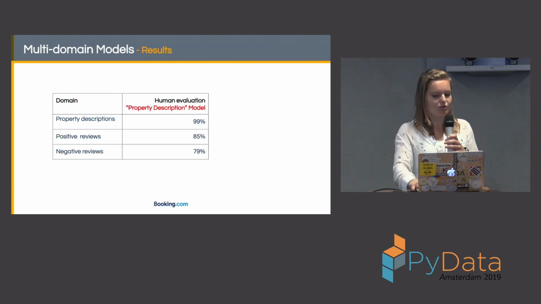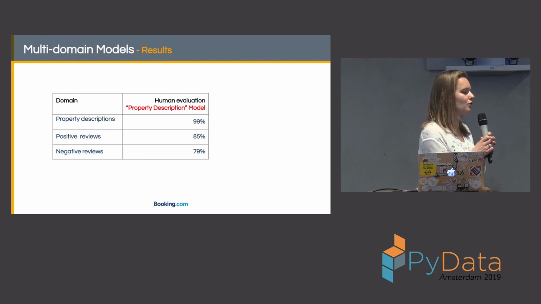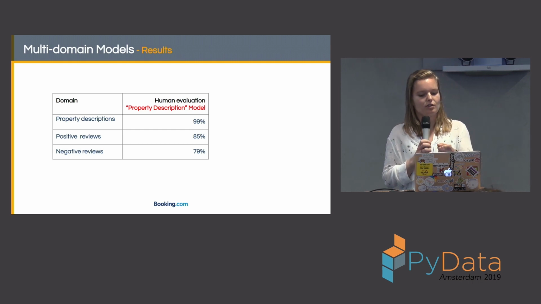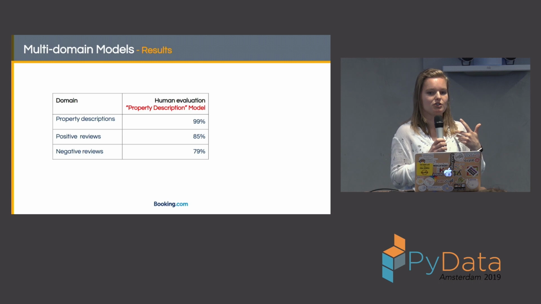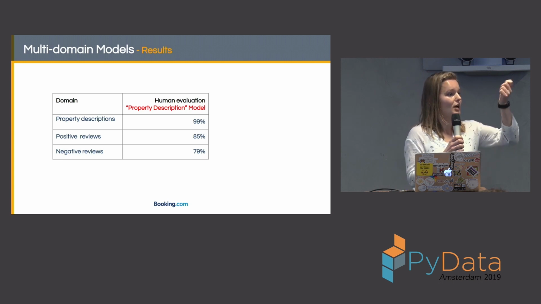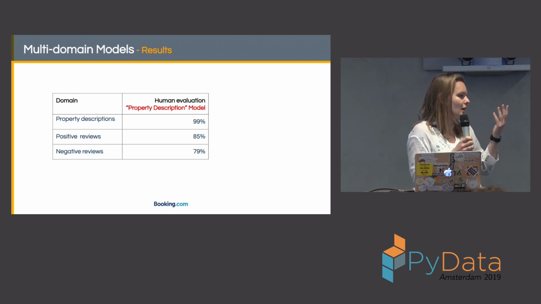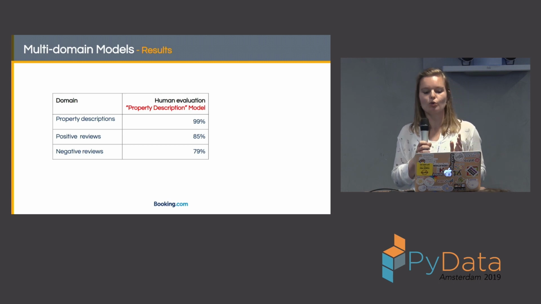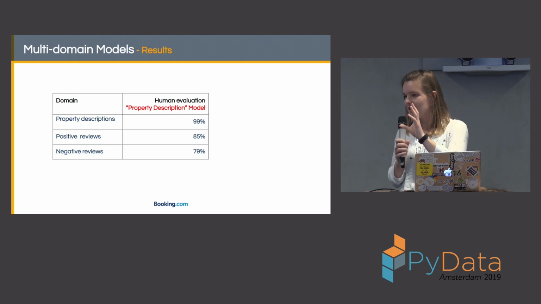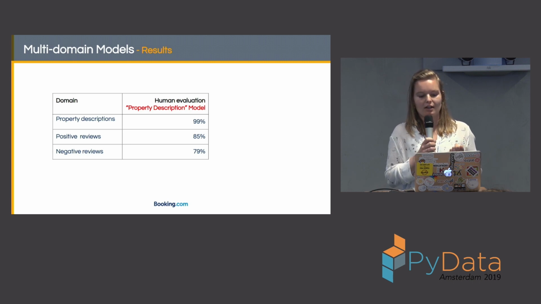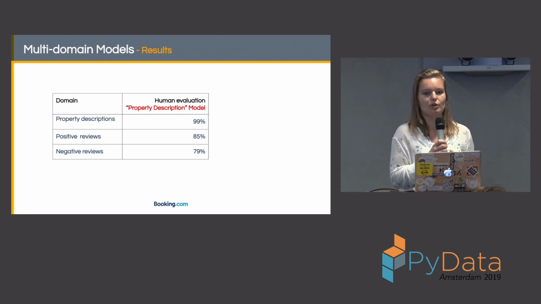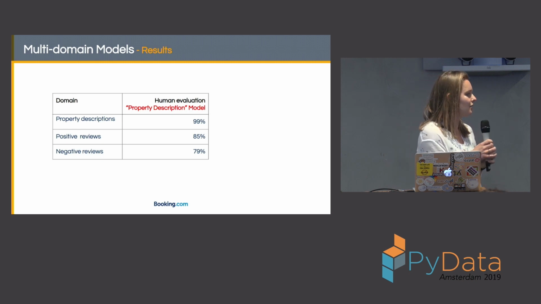And the answer is yes. So we want to show you now the results of this multi-domain model. It's not even fine-tuned yet for the reviews. These are results on a small sample that is checked by humans, and they basically say, is this okay to go online or not? And the percentage tells you how much of this sample is okay to go online. On the old property description model, trained just on the very narrow domain of property descriptions, it did really well: 99% was okay to go online. But on positive reviews, and especially on negative reviews, this wasn't good enough for us. On negative reviews, it got only 79%.